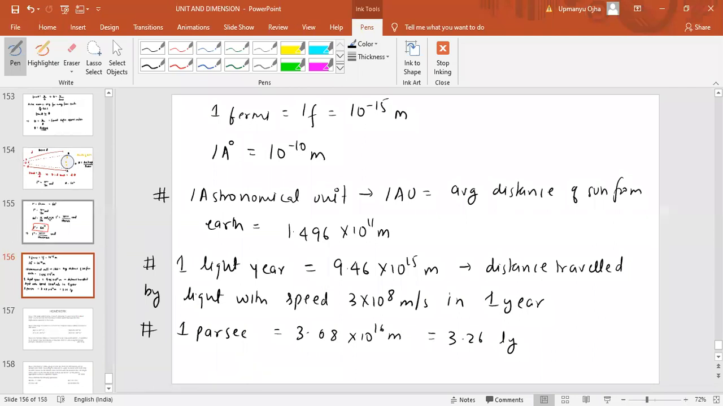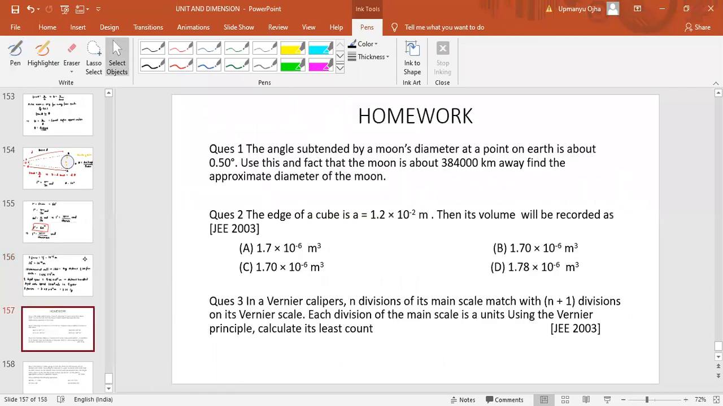Any doubt is there, you can ask me. These are the small points you have to remember. This was the homework which you have to do. In this homework, I have given you the JEE problems only. This is the parallax method problem.